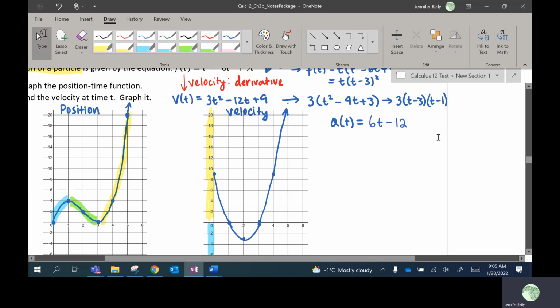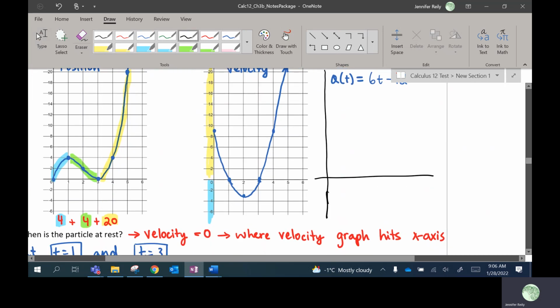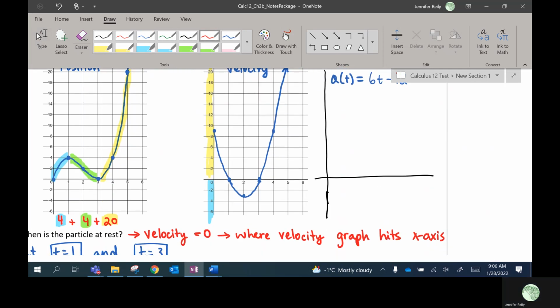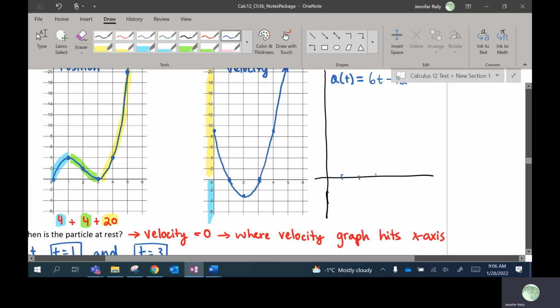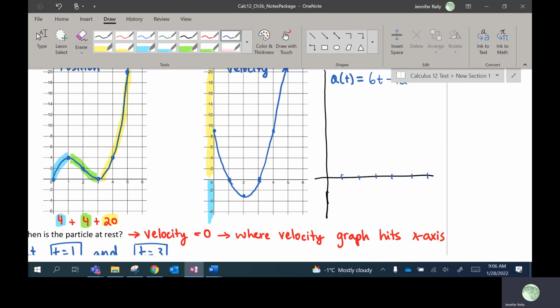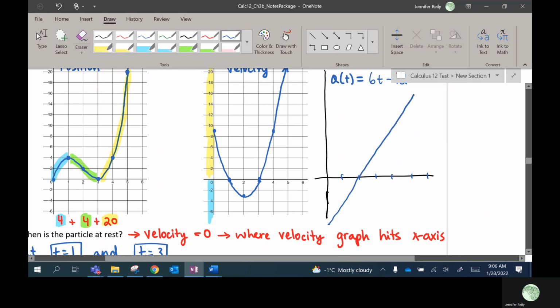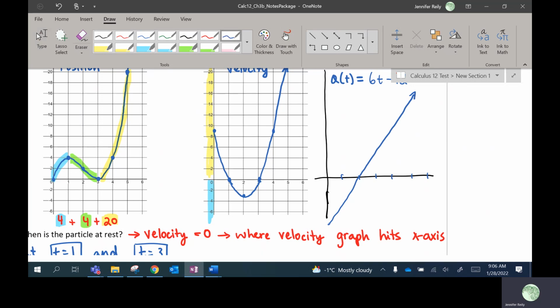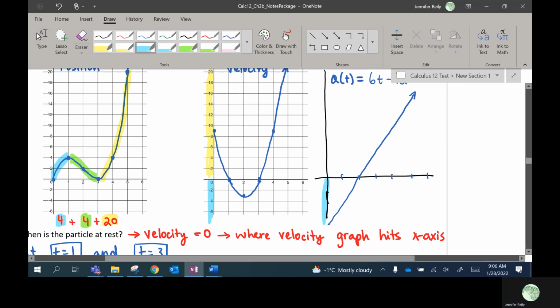If I were to graph that, I like to graph it just because it's a good visual for me. I'm a visual person. I like to see them. So that looks like it has a 0 at 2, and it starts at -12. So the graph would look something like this. The acceleration is negative between 0 and 2 seconds, and then it's positive after 2 seconds.